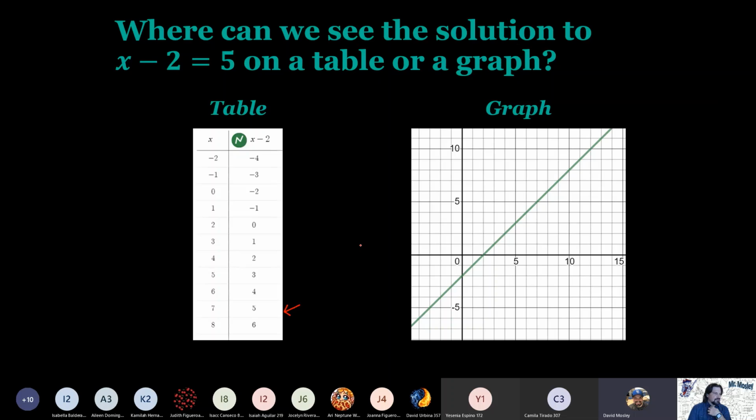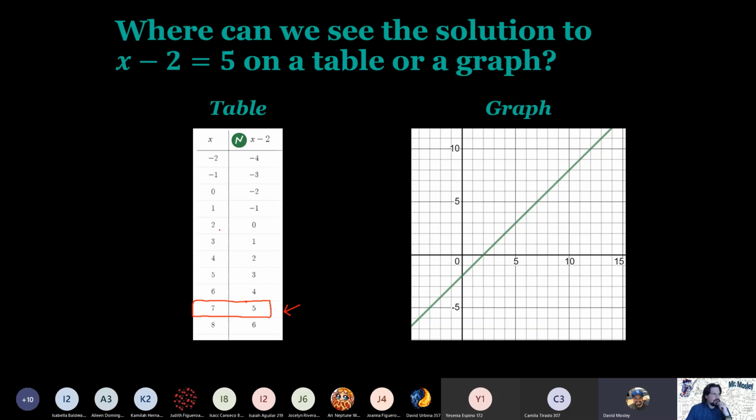Sure. So what I'm asking is, Jocelyn is saying the second to last row here is where we can see the solution to x minus 2 equals 5 on the table. How do we know? What are you seeing that makes you believe that that is where the solution is on the table? Okay, yeah. The value of x is 7, right, which we already know is the solution. All right, and the table is labeled x on top where the 7 is, yeah.